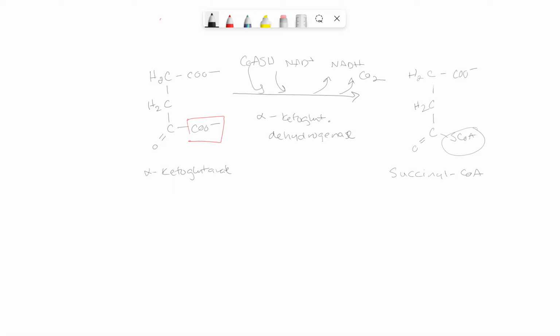So note that we are producing NADH here, and this NADH, like the prior reaction, is going to be moving towards electron transport and oxidative phosphorylation and produce a substantial amount of ATP. Additionally, this is also a favorable reaction because of decarboxylation being a favorable process.